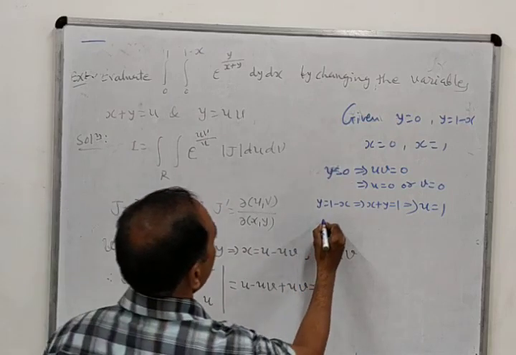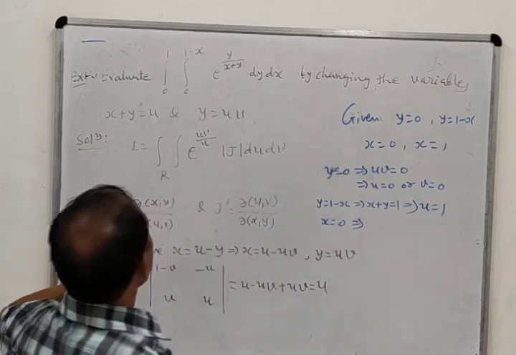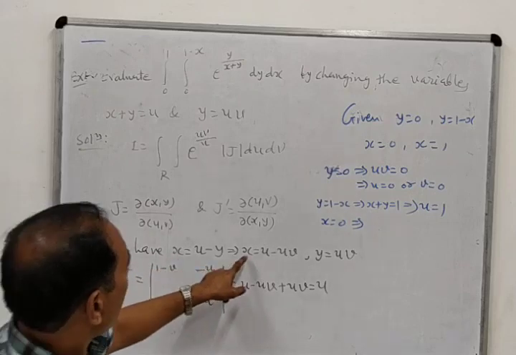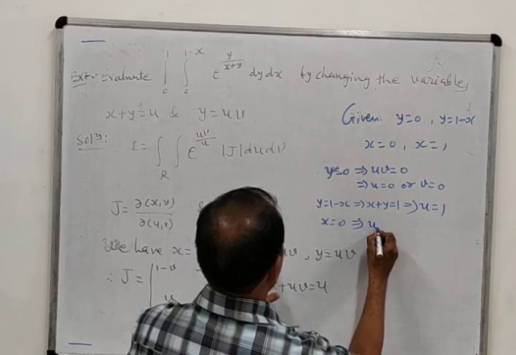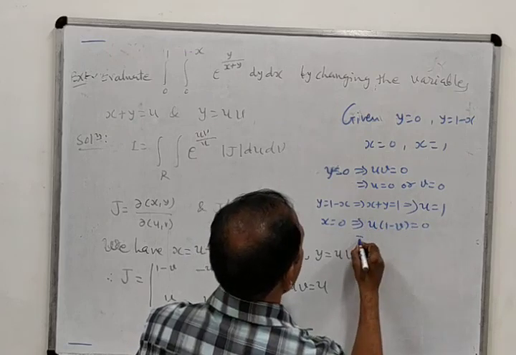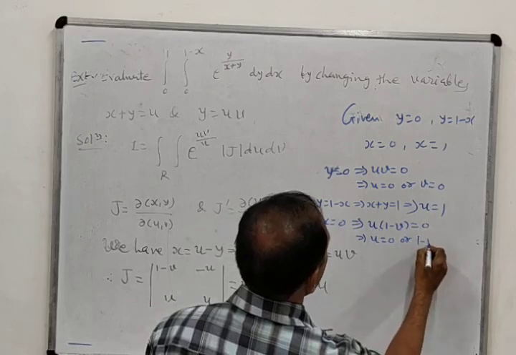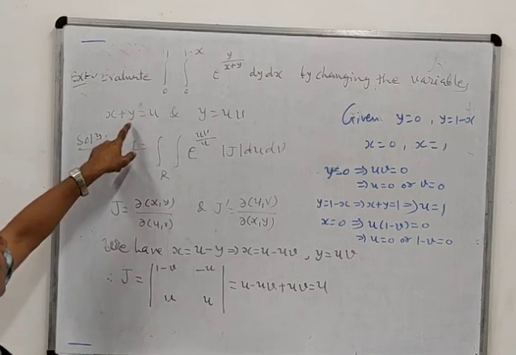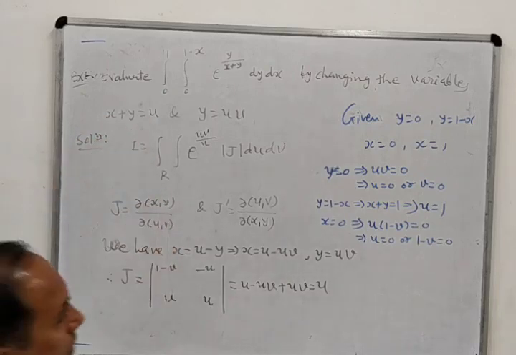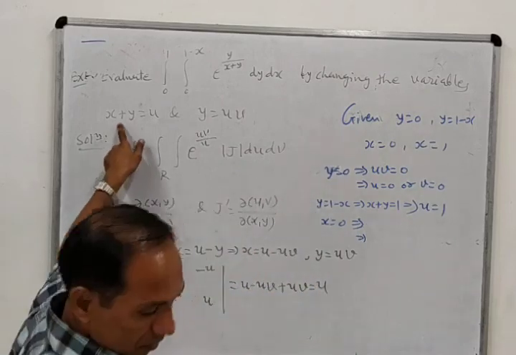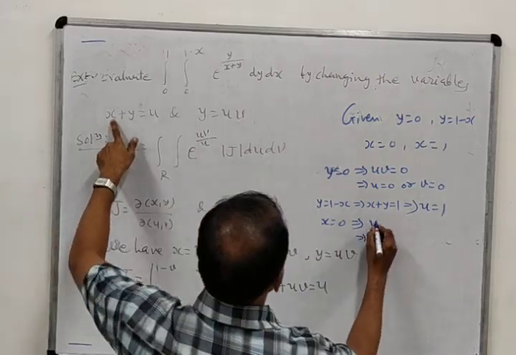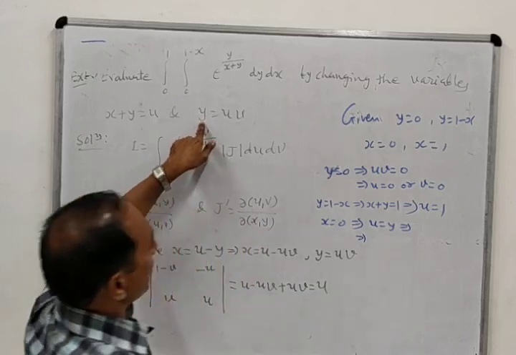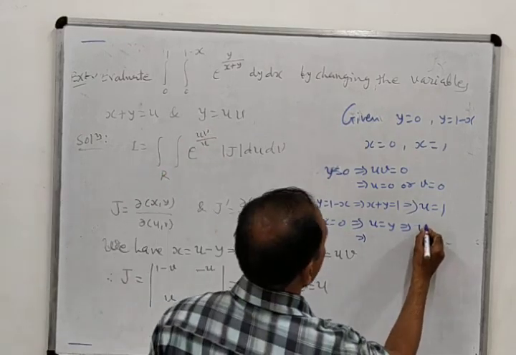When x equal to 0, we will have u into 1 minus v equal to 0. This implies that u equal to 0 or 1 minus v equal to 0. Otherwise, you can also use x equal to 0, so u equal to y, if you want to do it this way. Putting u over here as the value of y, u and u will be cancelled, so v equal to 1.